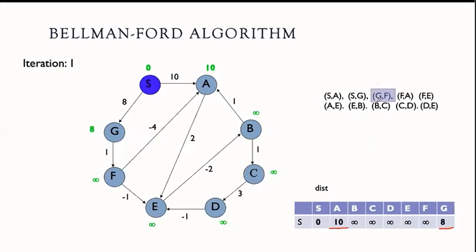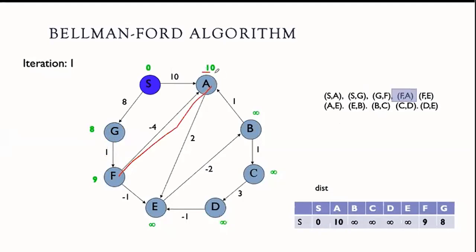Next edge is G to F. Edge G to F. So distance of F is infinite. Distance of G, 8, plus weight of this edge 1. 8 plus 1, 9 is less than infinite. So update the distance of F to 9. Okay. Next edge is F to A.